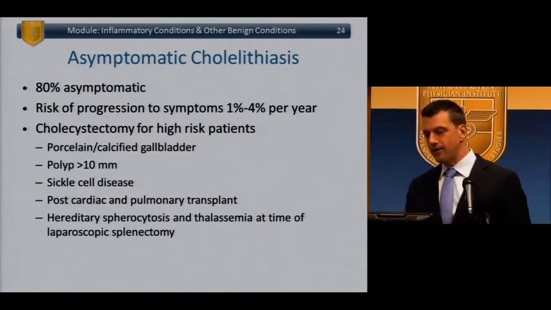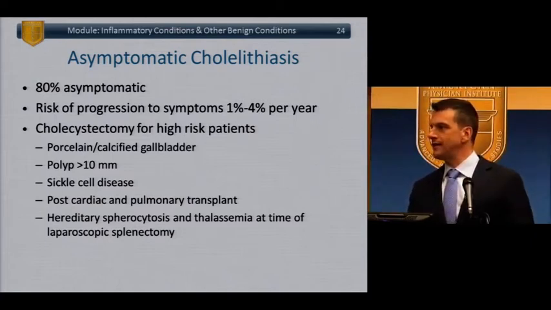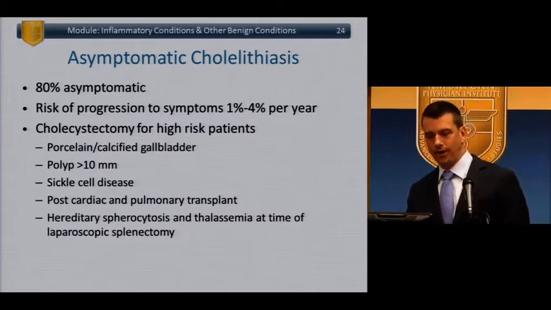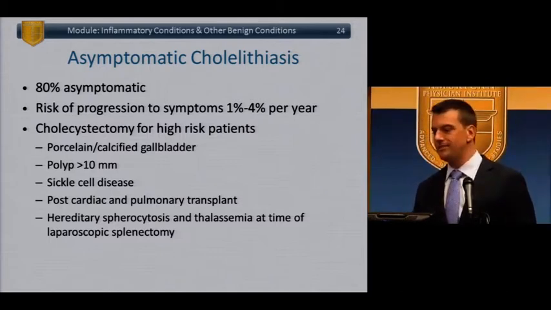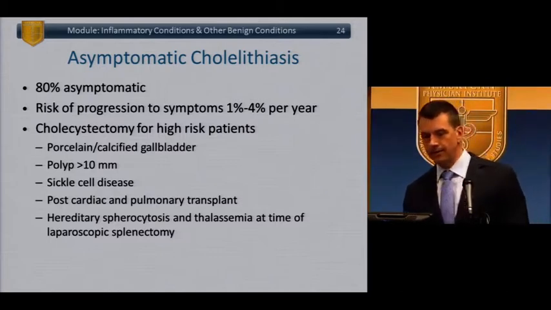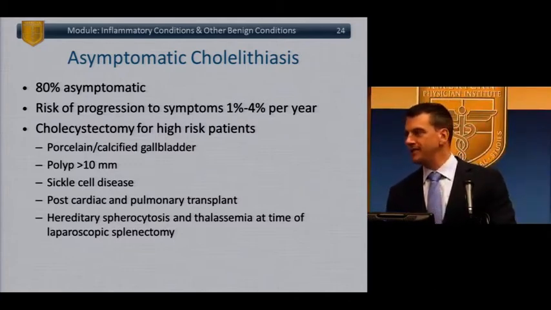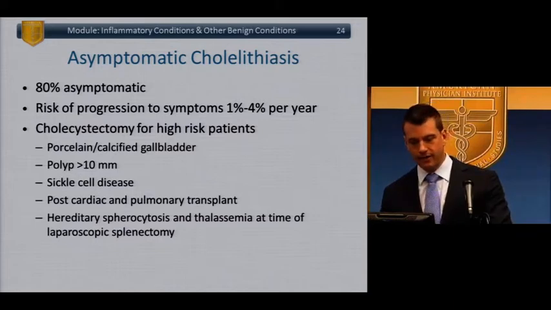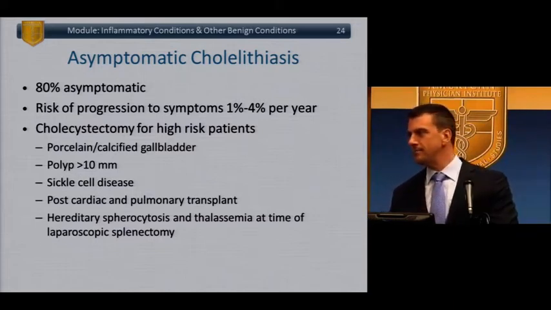So asymptomatic cholelithiasis: about 80% of people with gallstones have no symptoms at all, and about two-thirds of the population ends up with gallstones at some point. The risk of progression to symptoms is about 1 to 4% per year. For high-risk patients that are asymptomatic, porcelain or calcified gallbladder is one risk factor for carcinoma. Polyps greater than 10 millimeters, especially in the setting of gallstones, should all come out.